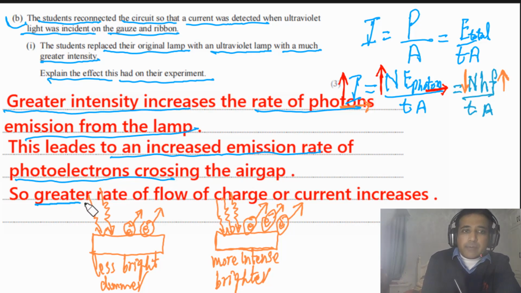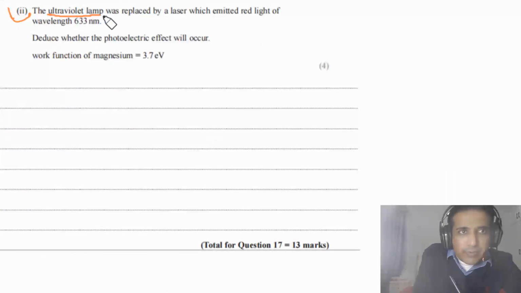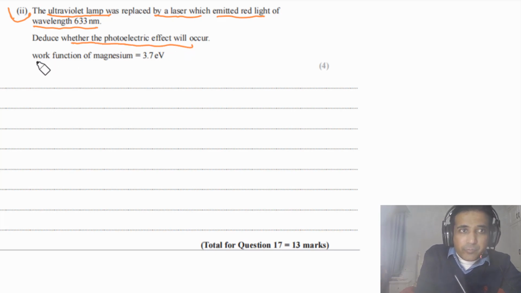And the 3rd mark if you have written greater rate of flow of charge. Second part says the ultraviolet lamp was replaced by a laser which emitted red light of wavelength 633 nanometers. Deduce whether the photoelectric effect will occur. Work function of magnesium is given to us. So for this question, simply we need to calculate first of all energy of single photon.